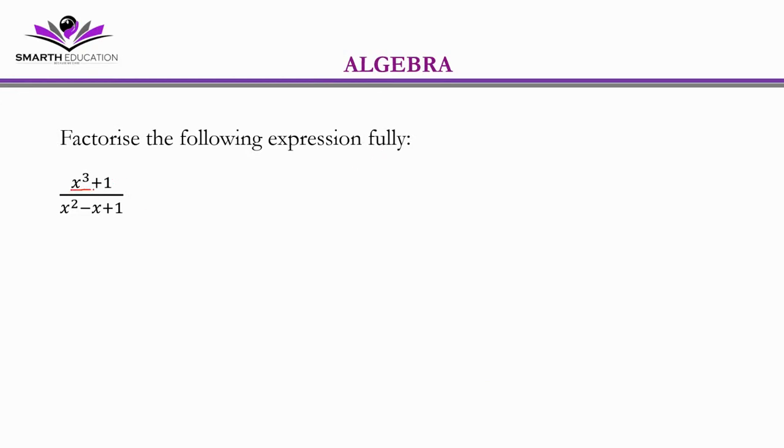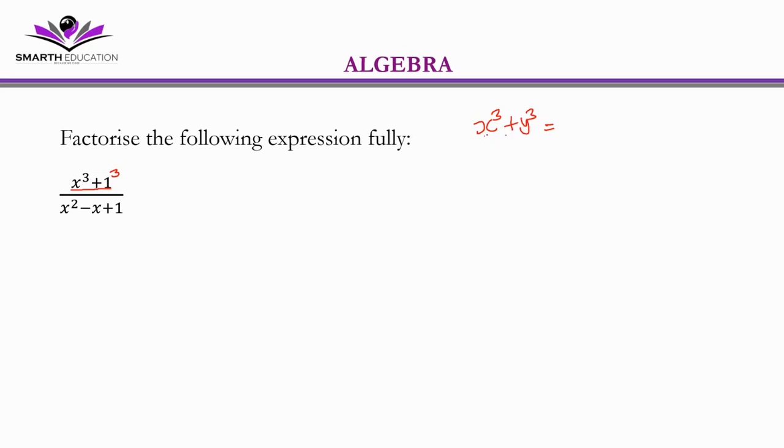The numerator is the sum of two cubes because 1 is also 1 cubed. It's a cube number, so we can factorize the numerator. Remember that for the sum of two cubes, let's say we have x cubed plus y cubed, how do you factorize this expression?